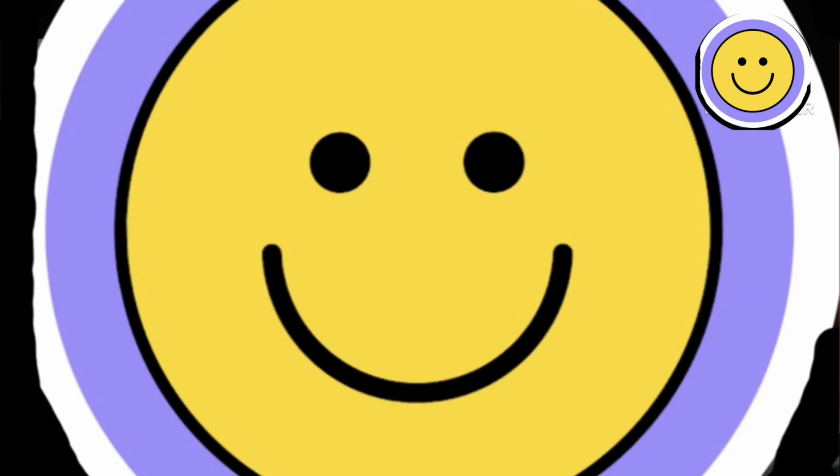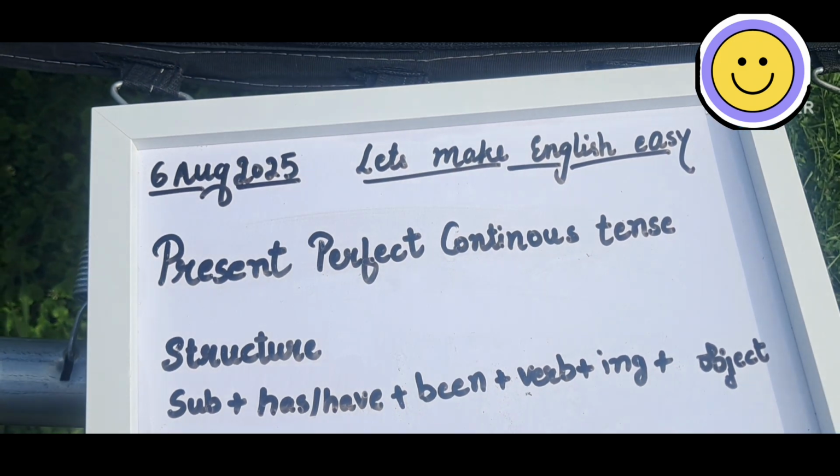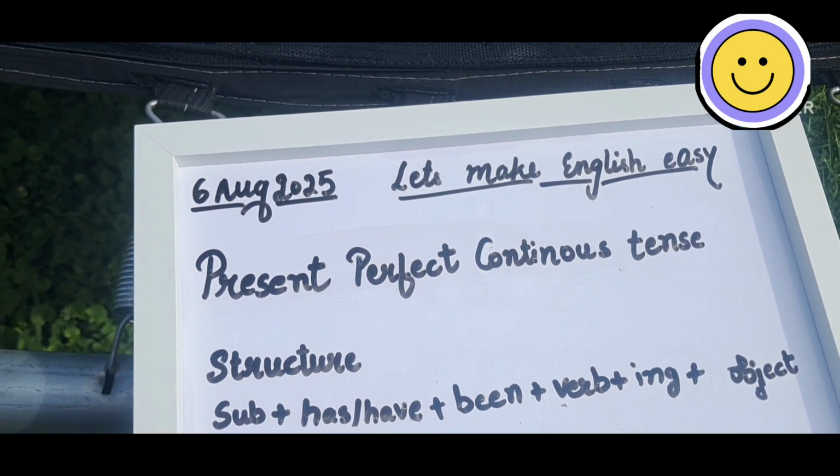And this is day 4 of our 12-day tense series, where we will learn all the 12 tenses just using a whiteboard and real life examples. So let's start with today's tense. Today we are talking about the present perfect continuous tense. So let's break it down.